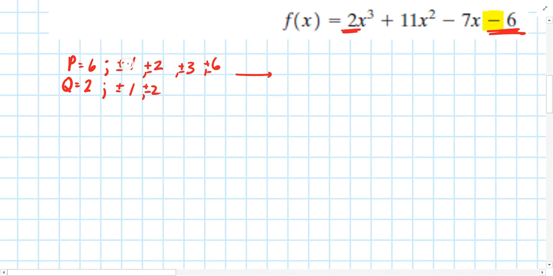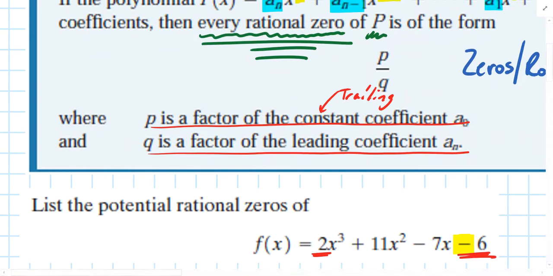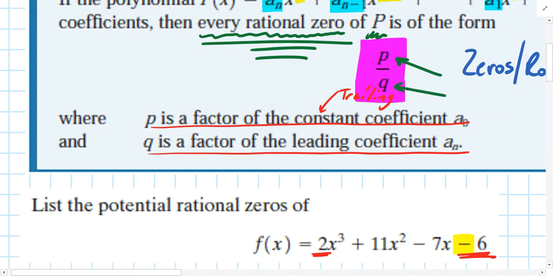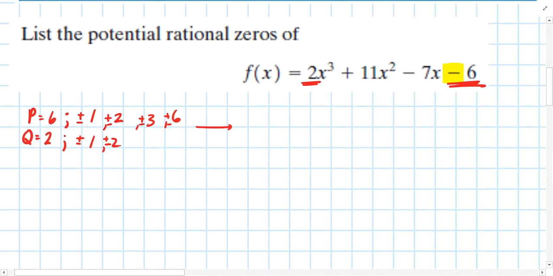So these are the factors of P, and these are the factors of Q. If I'm going to create a list of potential rational zeros, then I need to take every entry in the list of P and divide it by every entry in the list of Q. Now this could get time consuming, especially if there are many, many factors for P and Q. So developing some sort of pattern here when creating this list is going to be important.